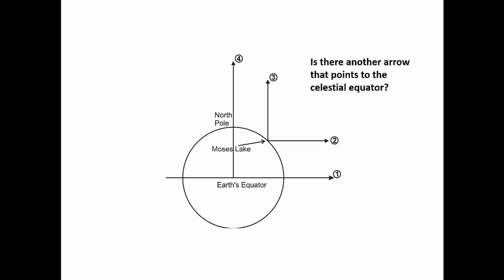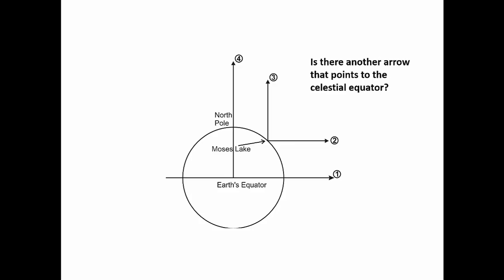And it would be arrow 1, because from a point on the equator directly overhead, arrow 1 would point to that. But is there another arrow that points to the celestial equator? Think about that. You might pause this and ponder it. It's arrow 2. It also points to the celestial equator.